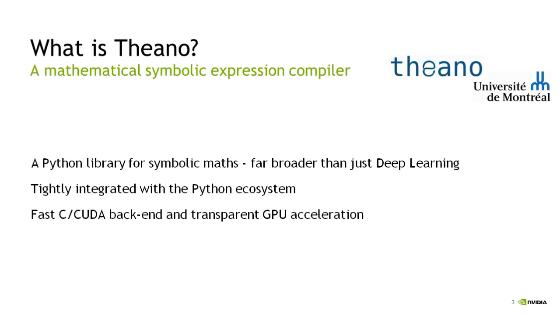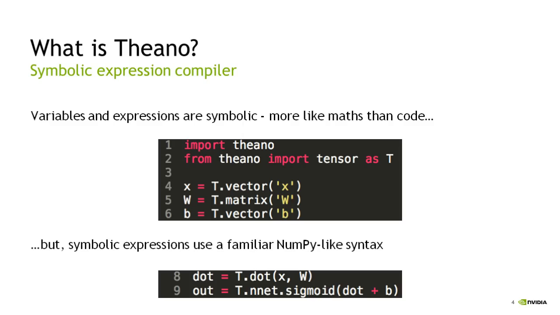So to make it a little clearer, what do I mean by a symbolic maths library or symbolic expression compiler? Rather than requiring that variables are defined with numeric data associated with them from the start, instead, in Theano, you define your variables like you would in algebra. You give them a letter or a name. They're a symbolic representation. So here we see an example where we have a vector called X, a matrix called W, and another vector called B.